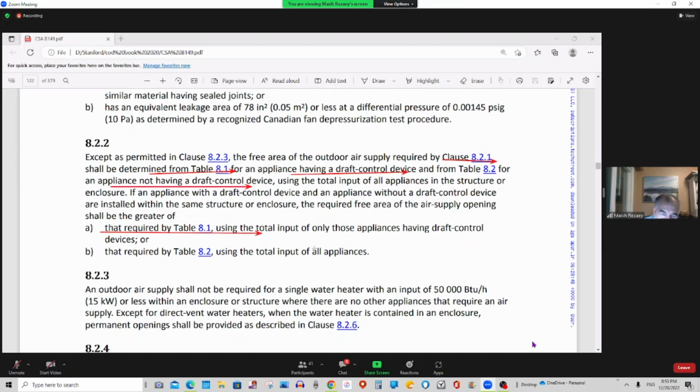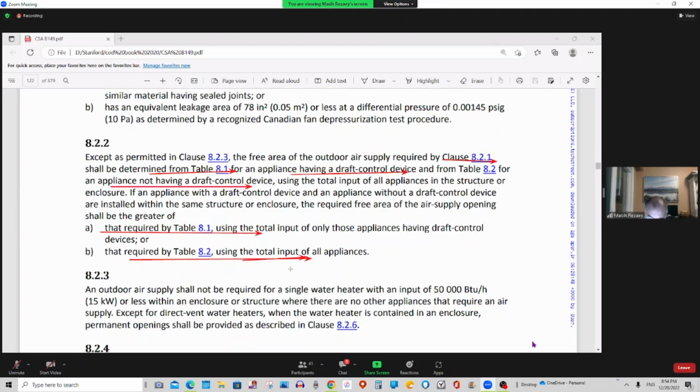Then B says that now you add both together, total input. It means 100 plus 140, 240,000. Then you go to 240,000 on table 8.2. For 240,000, you go to 250. For 250, you get 18 by 5 inch.